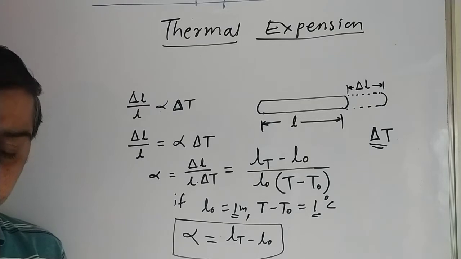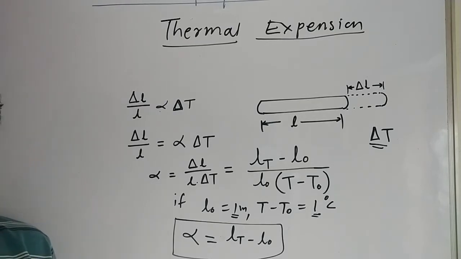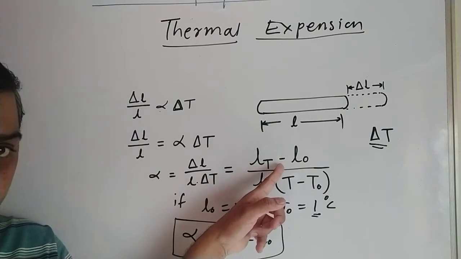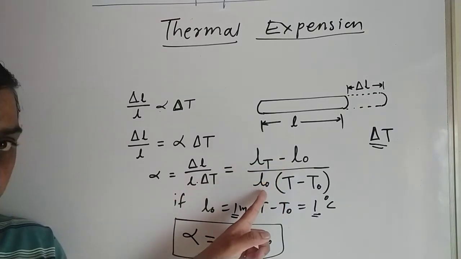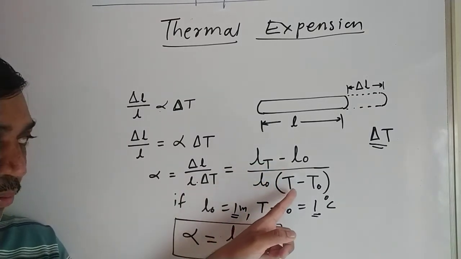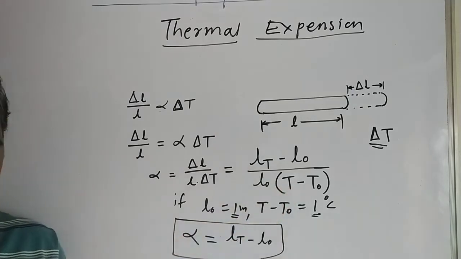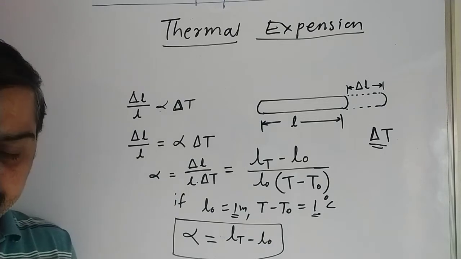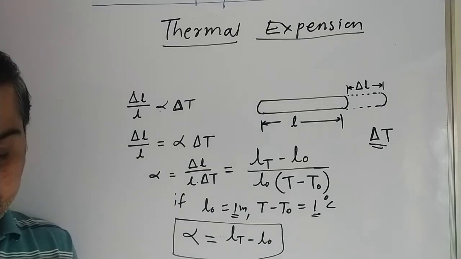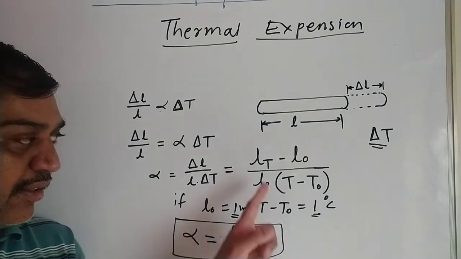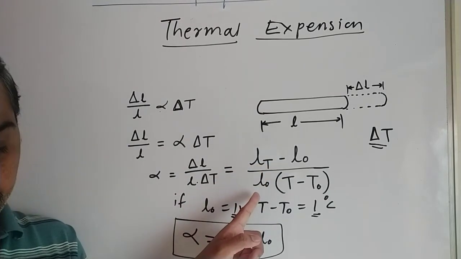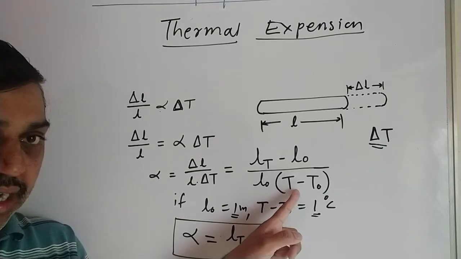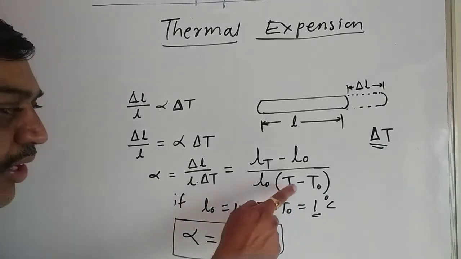Coefficient of linear expansion of a solid is thus defined as the increase in length per unit original length at 0 degrees Celsius per degree rise in temperature. That means, coefficient of linear expansion is defined as increase in length per unit original length at 0 degrees Celsius for 1 degree rise of temperature. This is the definition.